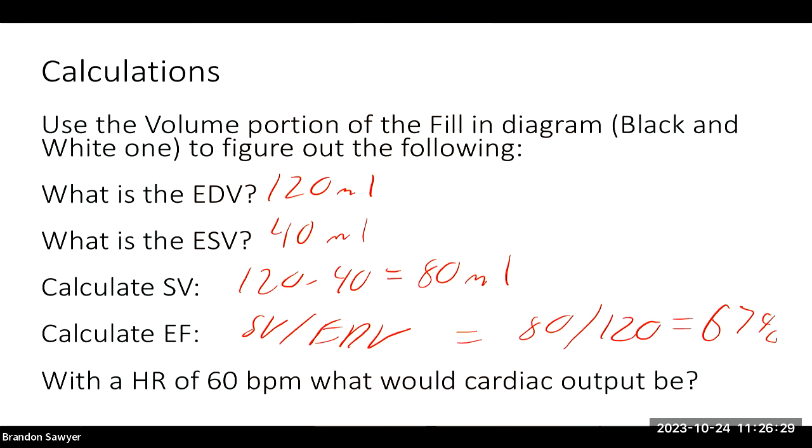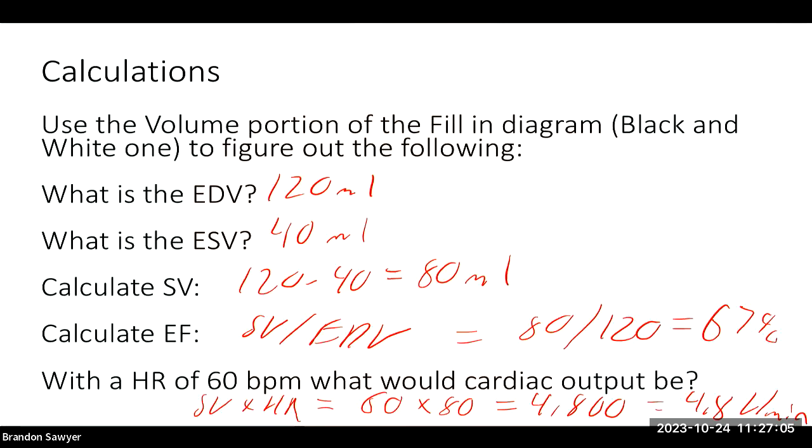Okay. And then if our heart rate's 60, we just got to take our stroke volume times heart rate. So 60 times 80 there, right? What do we get from that? What was it? 4,800? Is that what it is? Yeah, 4,800. But we typically don't express cardiac output in mils per minute, right? So it's always going to be expressed in liters per minute. So then what would that be? 4.8.